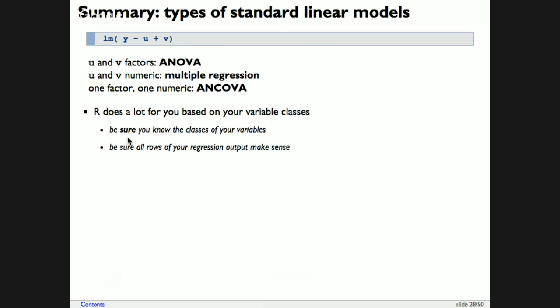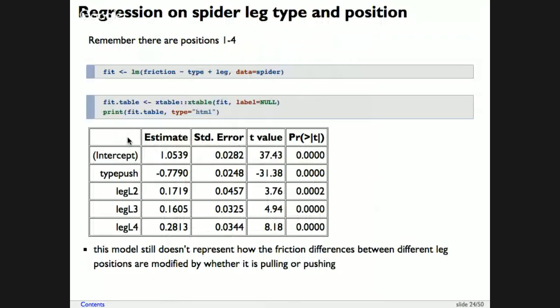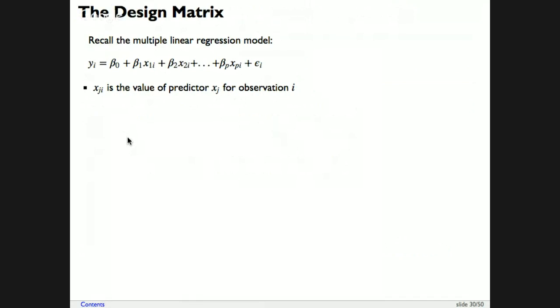All right. So what is going on behind the scenes with this model formula? I didn't actually put in the interactions between push-pull and the leg pair; I do it later. So I want to just introduce you to the concept of a design matrix. This is how R encodes your dummy variables.